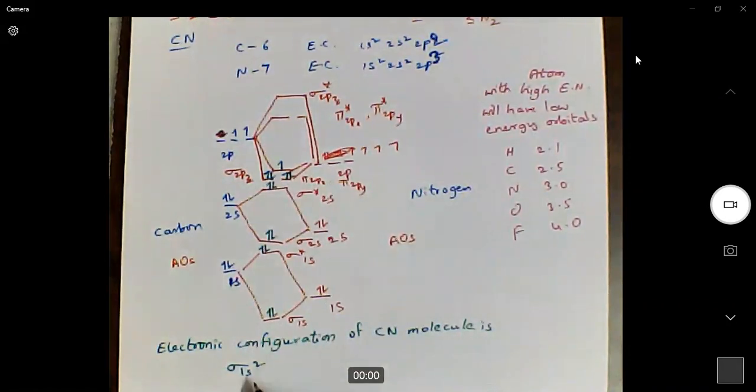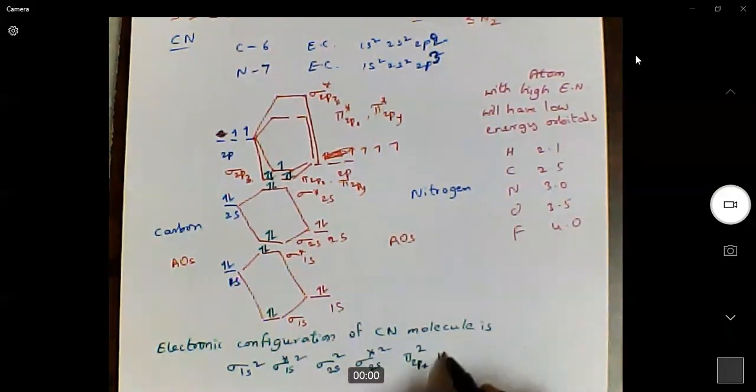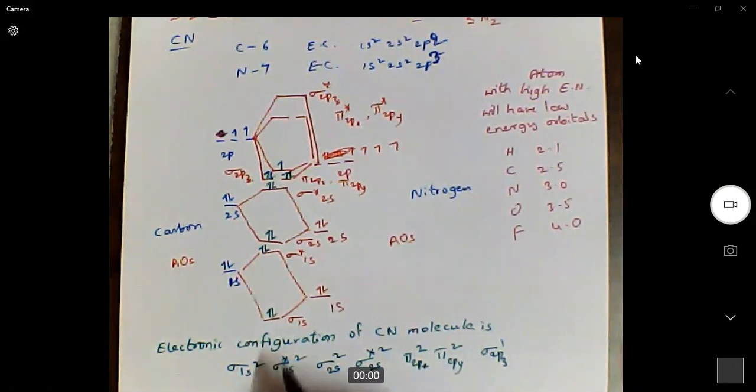So the electronic configuration of CN molecule is sigma 1s2, sigma star 1s2, sigma 2s2, sigma star 2s2, pi 2px2, pi 2py2, sigma 2pz1. Yeah, I forgot to add this energy order. This is lower energy orbital.